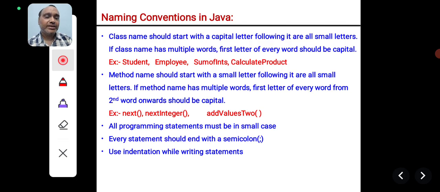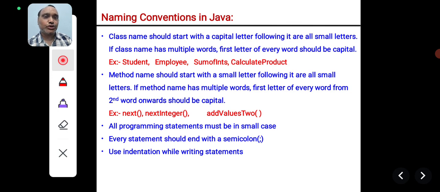And here another method name is given, addValuesTo. So here the method name contains three words. One is add, another word is values, and another word is to. So the first letter in the first word is small. From the second word onwards, the first letter must be a capital. In values, V is capital, and in to, T is capital. So like that it is written. So these are the two naming conventions that we have to follow in Java.